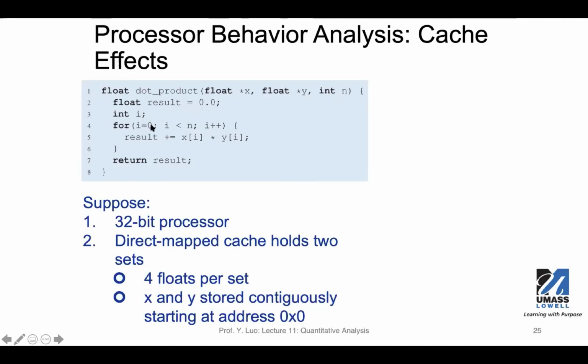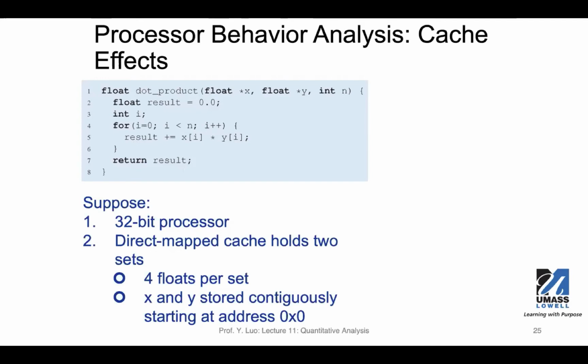So I goes from 0 to n minus 1. And we increment I in every loop iteration. In the loop iteration, we are doing this element-wise multiplication, and then we accumulate the product into this result. And eventually we return the result. So it's a very simple function.